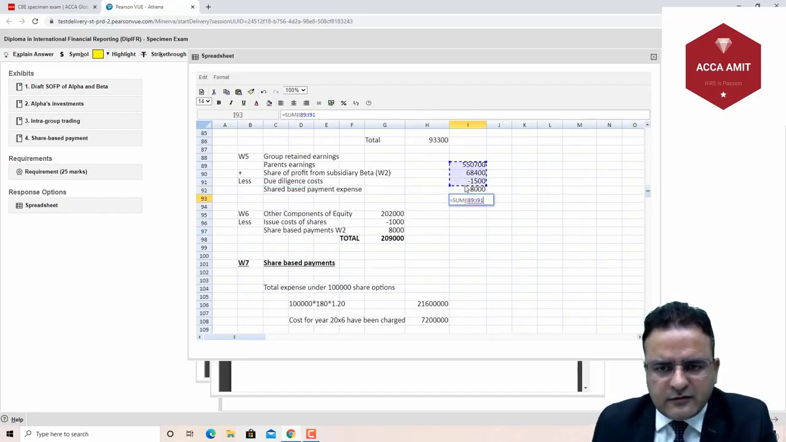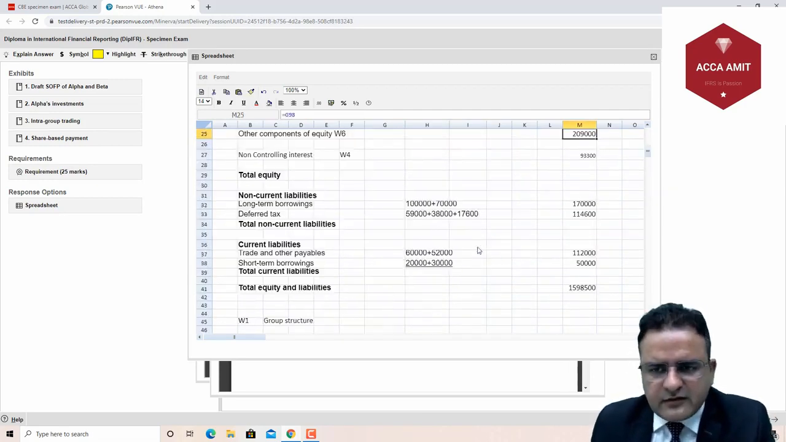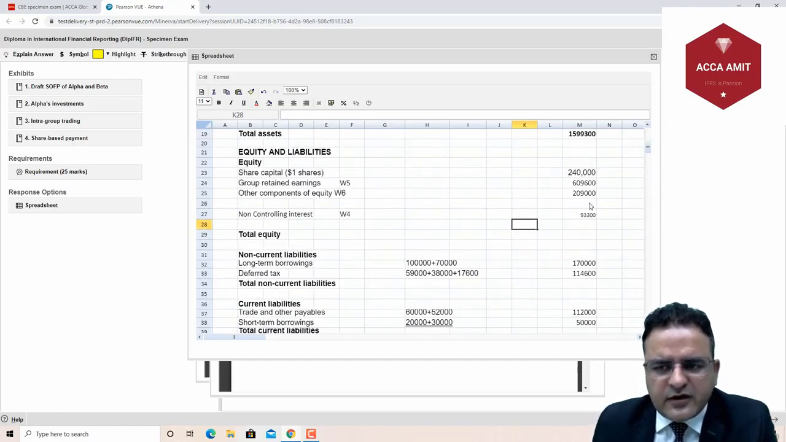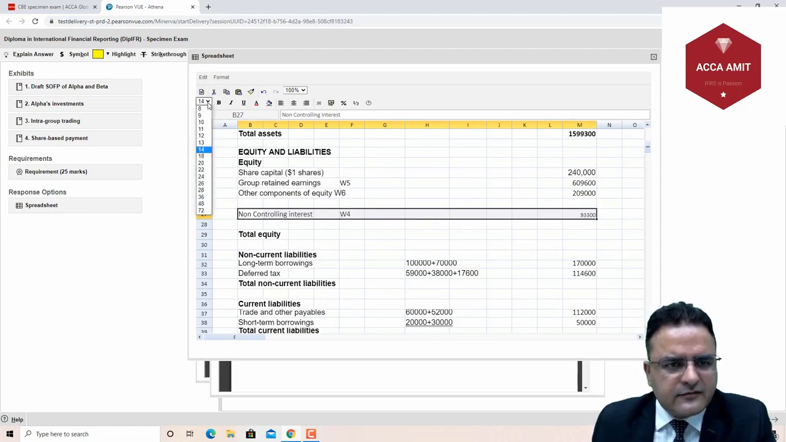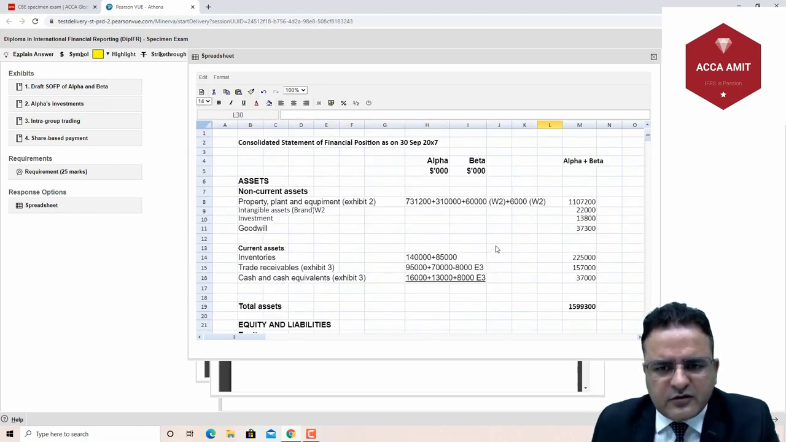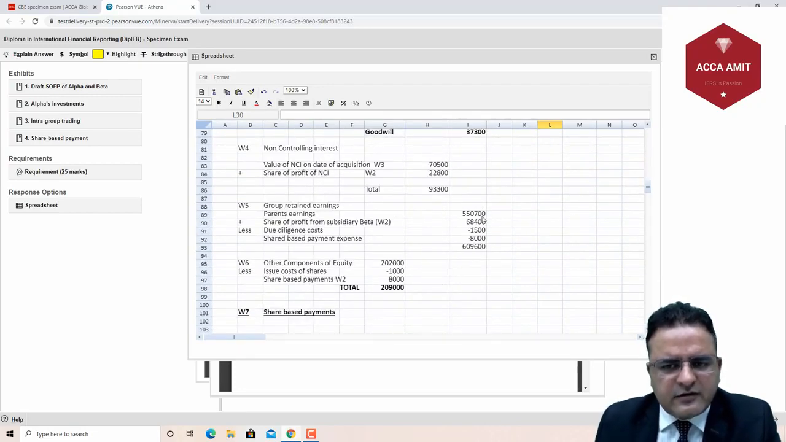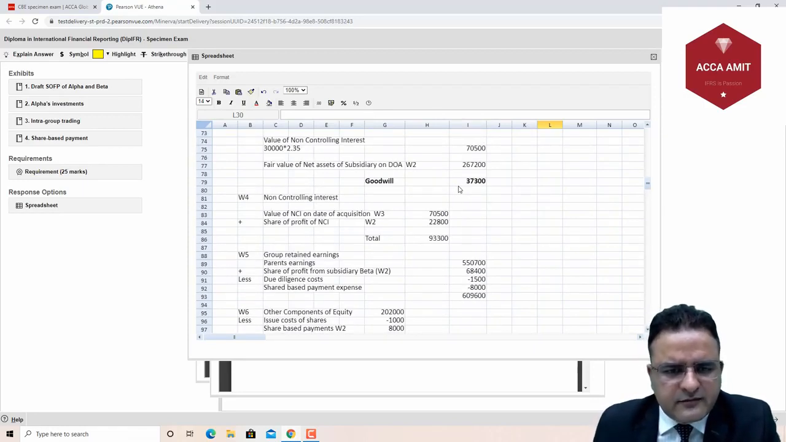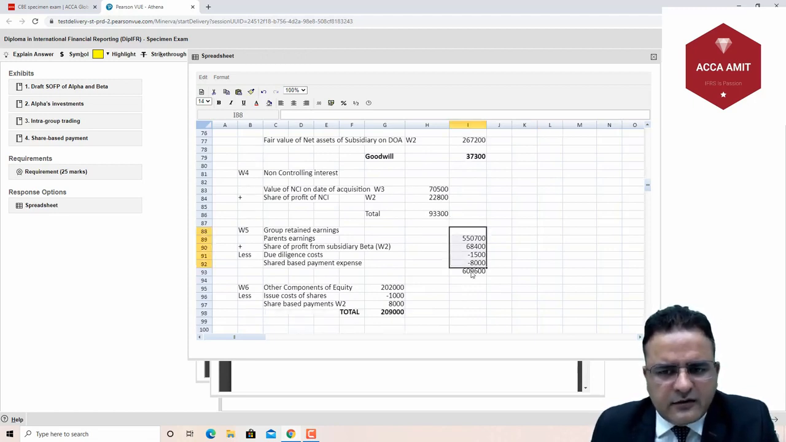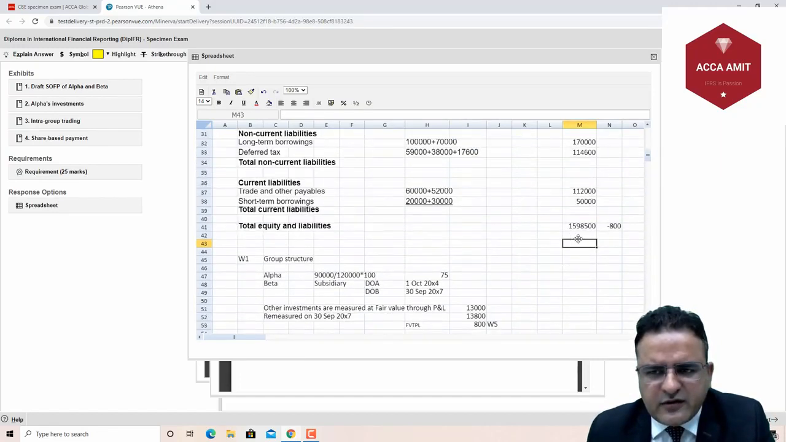The total of all these equivalent to 609,600. Other components of equity at 209,000. Non-controlling interest to be measured at 93,300. Share capital of parent only, that is 2,40,000 we need to include. Group retained earnings is standing at 5,50,700 plus 68,400 is working note number 2 minus 1,500 minus 18,000 is equivalent to 609. There is an amount of 800 which is the difference.